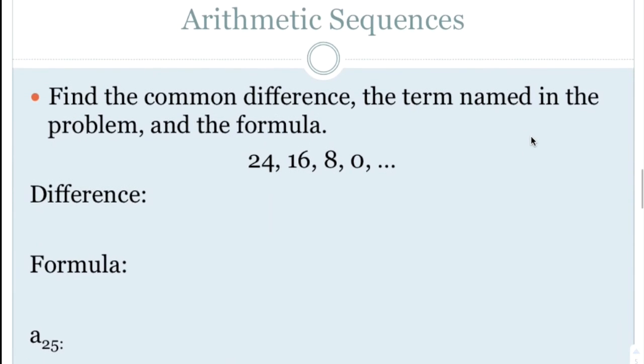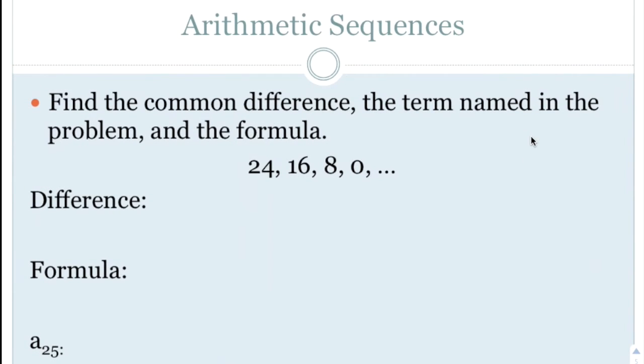Our next example has 24, 16, 8, and then 0. If you look closely, this one is going down by 8 each time. So our difference is negative 8. That's d in the formula. I'm going to write out the formula again.